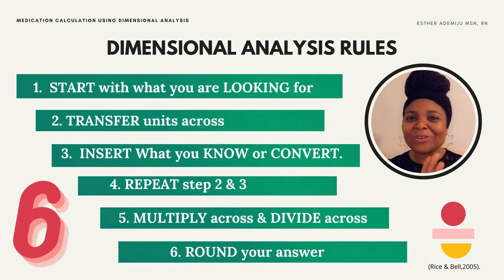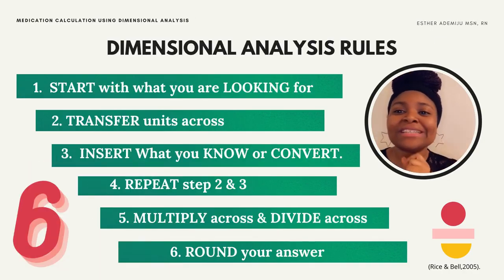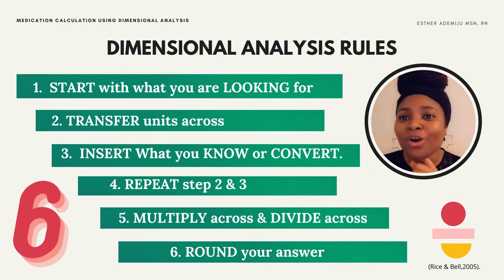So we have 6 rules. Yes, 6 rules of dimensional analysis. The first one is you need to start with what you are looking for. Some questions will ask you, how many milliliters would the nurse give? You need to keep that in mind. What are they asking me for? Milliliters. Keep that in mind. Second, you need to transfer units across. You're going to have a lot of units. You're going to have milliliters, micrograms. You're going to have to transfer all of that. And this will make more sense as we do some examples.